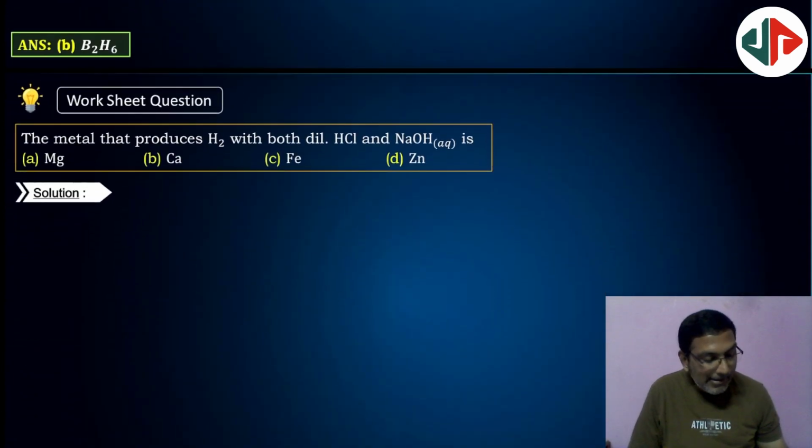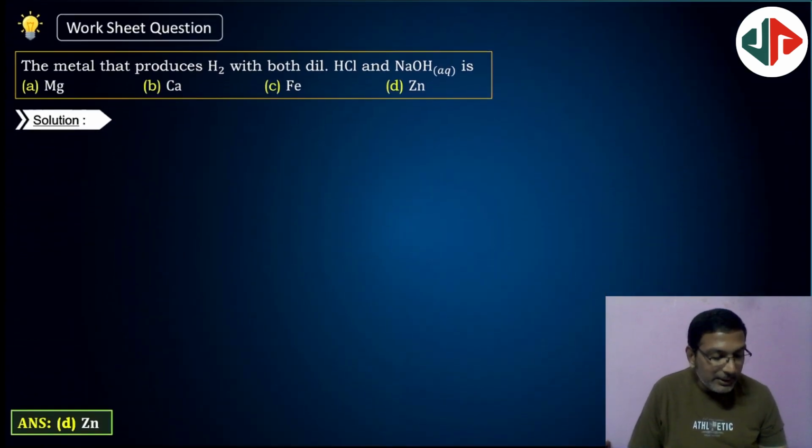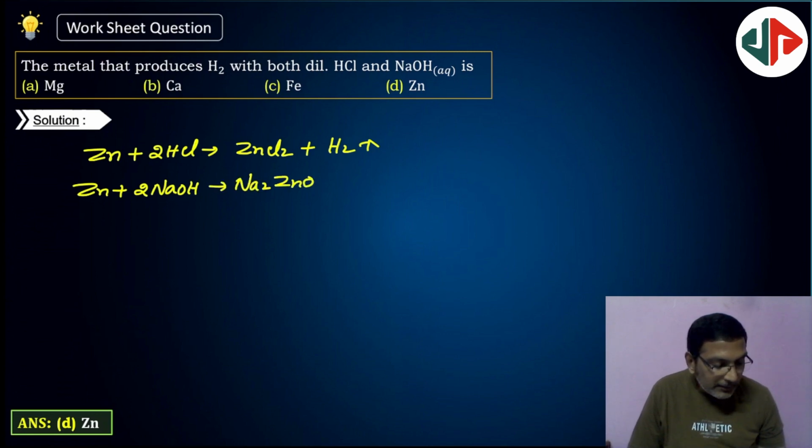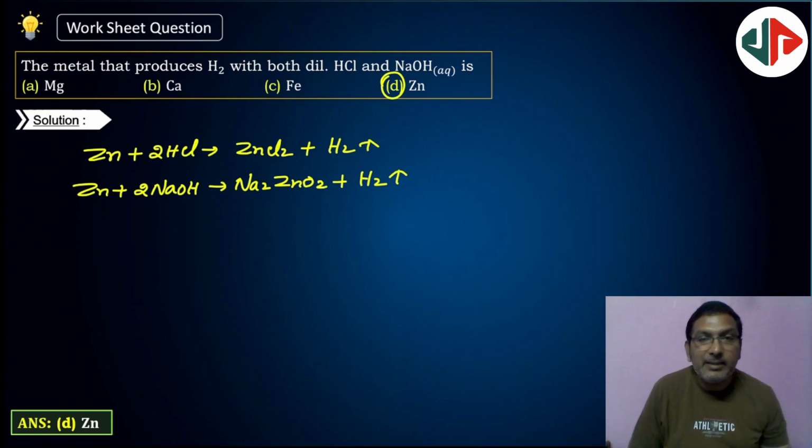Next. The metal that produces H2 with both HCl and NaOH. So clearly in synopsis we have discussed the Zn plus 2HCl gives ZnCl2 plus H2 gas. Again Zn reacts with 2 moles of NaOH gives Na2ZnO2 plus H2, sodium zincate plus H2. So zinc can release H2 with acid as well as base. Next.